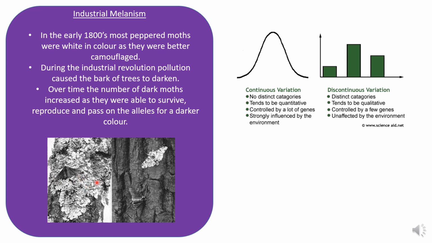Now, during the Industrial Revolution, air pollution increased, and the bark of the trees became far darker. You can see that after the bark of the trees became darker, the dark moth is now far better camouflaged than the speckled moth. Therefore, the dark moths were able to survive, reproduce, and pass on the alleles for the darker colour, whereas the speckled ones were the easy prey for predators, and their numbers declined. It's actually gone back up now, so it's kind of even between the speckled and the dark moths, I think.